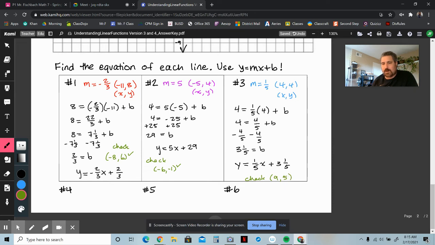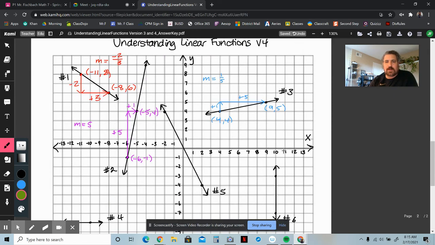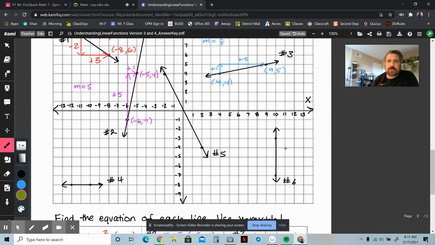All right, so 1/5 times 9. So 1/5 times 9 is 9/5. 9/5 is the same as 1 4/5. 1 4/5 plus 3 and 1/5 is going to be 5. So yeah, that works. And so now we've checked it. We know that's a good equation of the line. We're good to go.